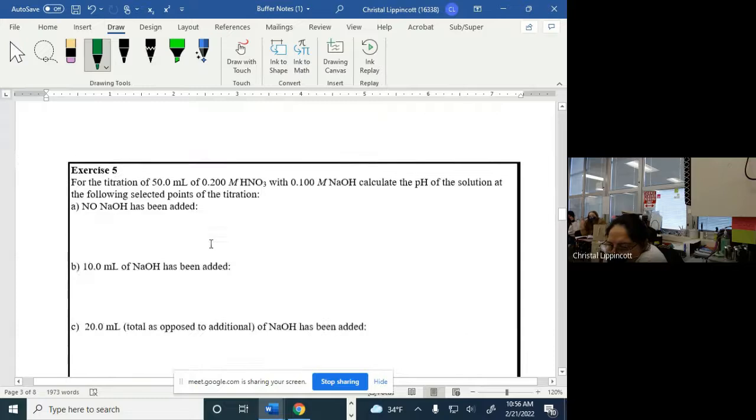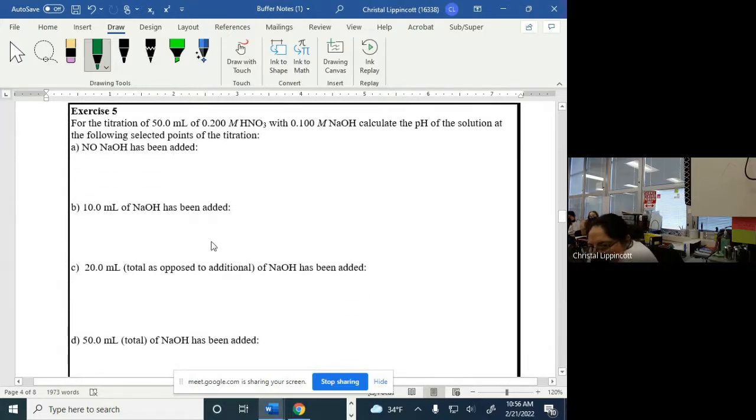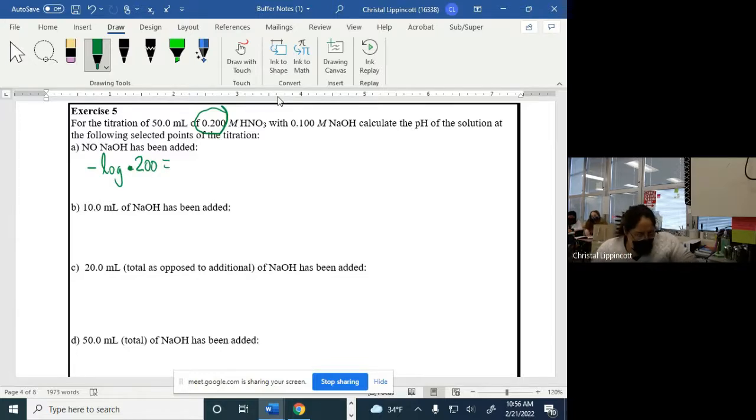For the titration, then, if we had 50 mLs here of nitric acid and NaOH, they want to calculate the pH of the solution at the following points. We don't have any NaOH added in. So at that point, it is just going to be this guy. All you have to do is do negative log of 0.200, and that'll give you your pH. That one's easy.